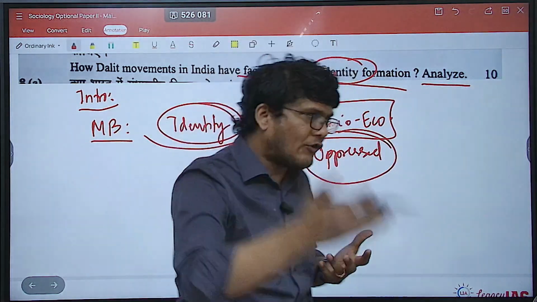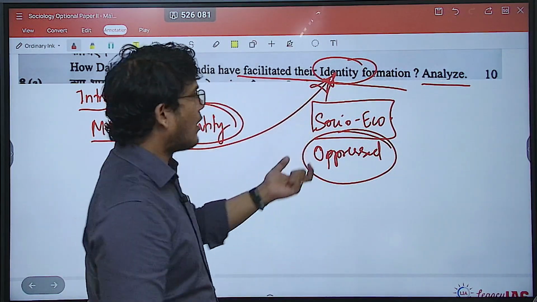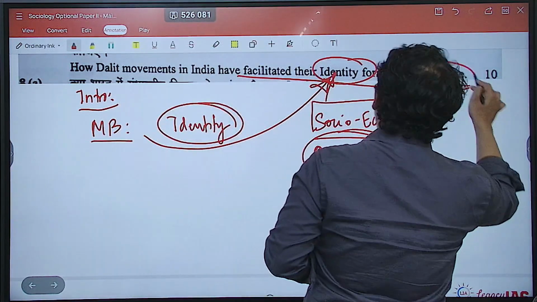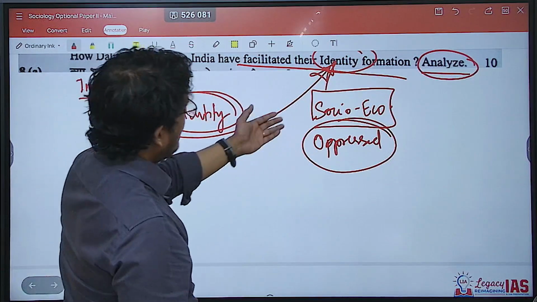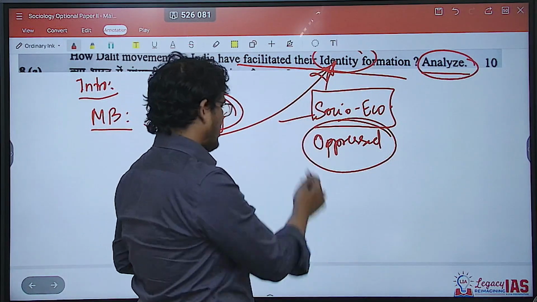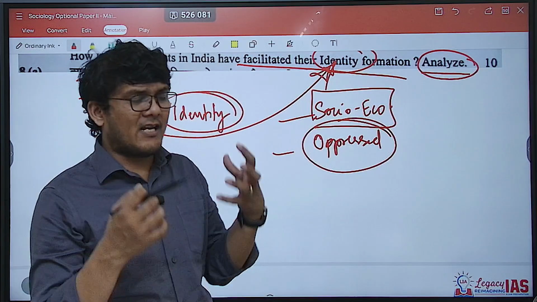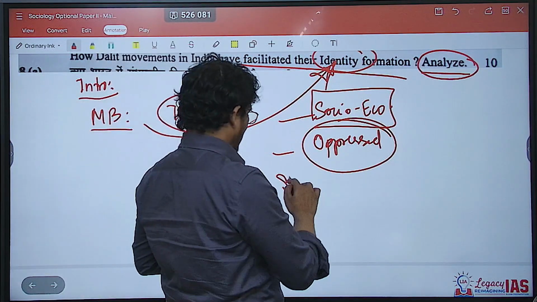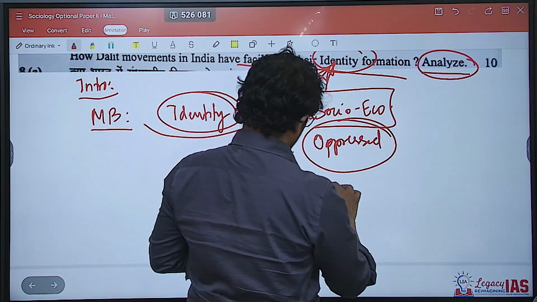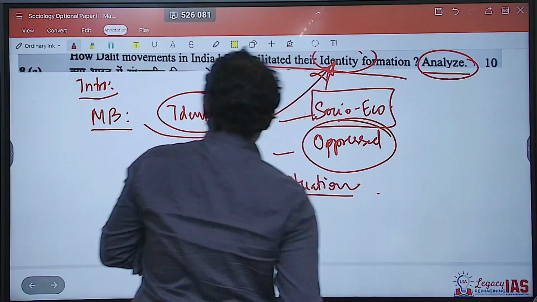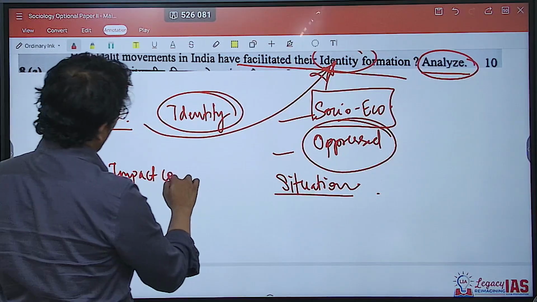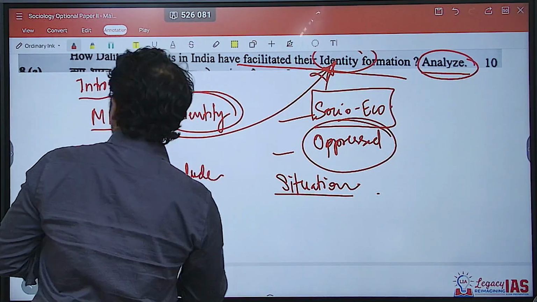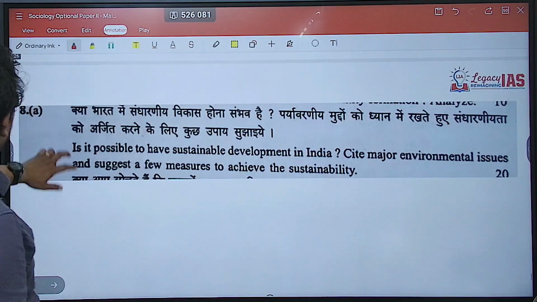So you'll have to talk about those things chronologically, and then analyze it. Mention the socio-economic nature, the oppressed nature, the identity with respect to the same disadvantaged situation, and so on. Then you talk about what positive impact it had and conclude your answer. I hope that's clear. Let's move on to question 8A.